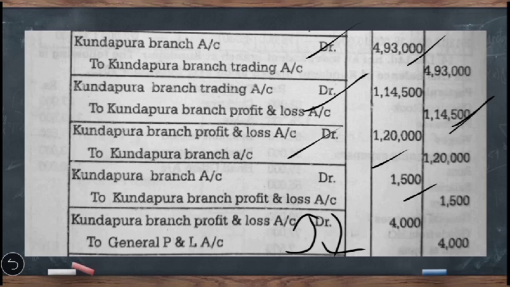Okay. So, this net loss has to be transferred to the general profit and loss account. So, the entry will be general profit and loss account debit to Kundapur branch account or Kundapur branch profit and loss account. So these are the incorporation entries with regard to branch trading profit and loss account. Okay, since we have completed all these incorporation entries, I will show you the branch profit and loss account here itself.